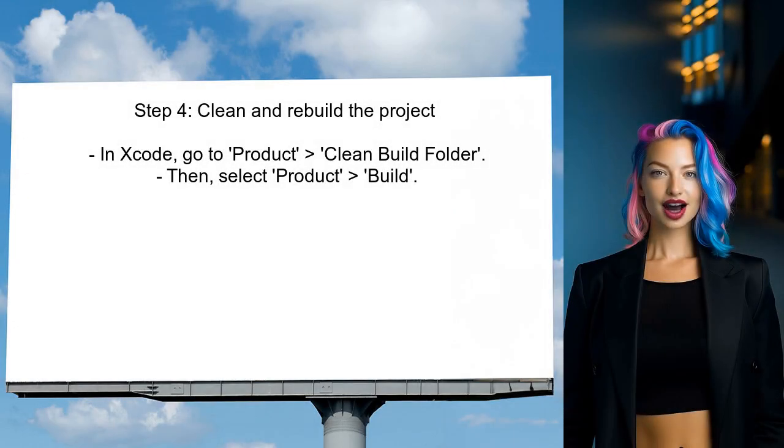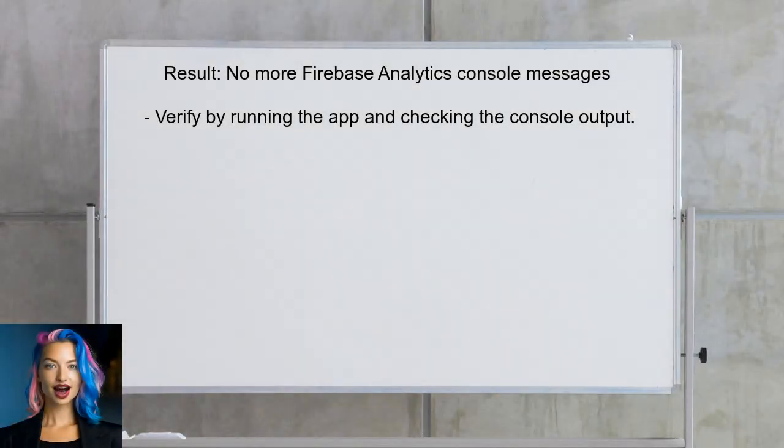Finally, the user should clean and rebuild their project to apply these changes. This will help ensure that Firebase Analytics is fully disabled. By following these steps, the user should no longer see the Firebase Analytics console messages when the app starts.